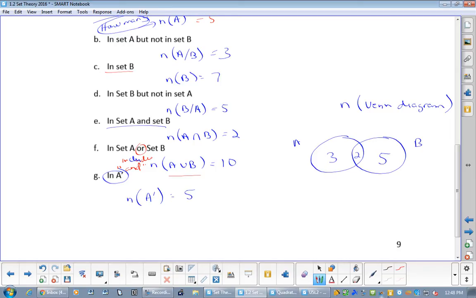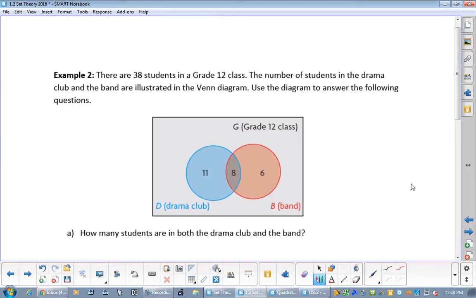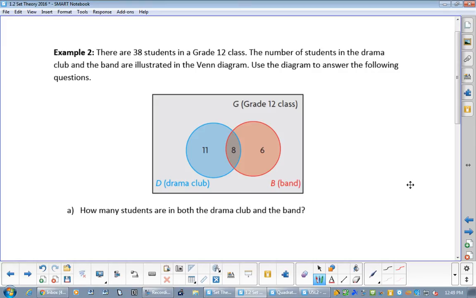Okay, now we're actually going to look at it from a done Venn diagram and then answer questions. Now there are 38 students in a grade 12 class. So that could be this class. The number of students in drama club and the band are illustrated in this Venn diagram. Use the diagram to answer the following questions.